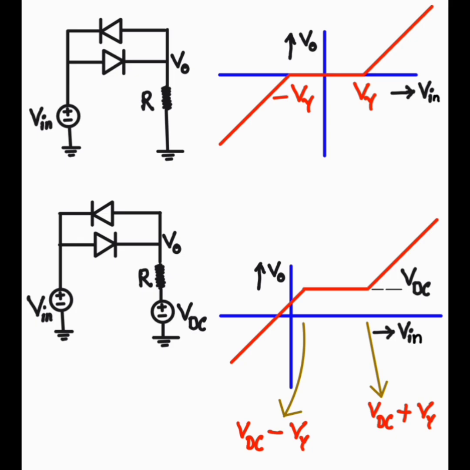If there is a VDC, what will happen? When the diodes are not conducting, my output voltage will be equal to VDC. When my V in is greater than VDC plus V gamma, the diode whose P side is connected to V in and N side to V0 is forward biased, and the output voltage will be V in minus V gamma. When my V in is less than VDC minus V gamma, the diode whose N side is connected to V in and P side to the output is forward biased, and the output V0 becomes V in plus V gamma.